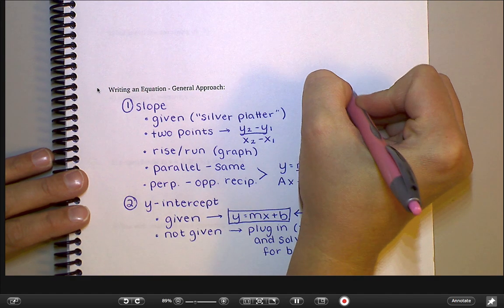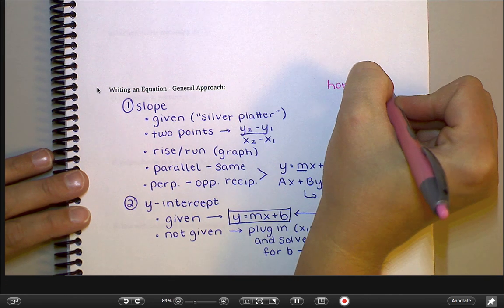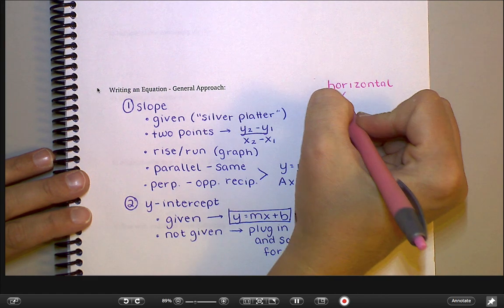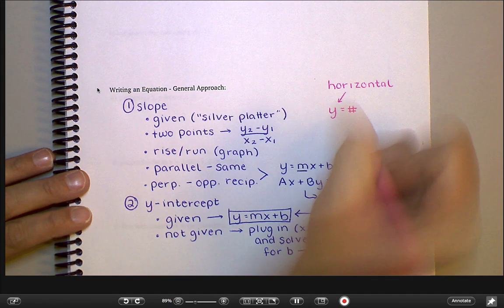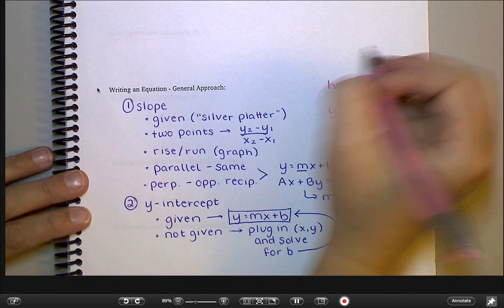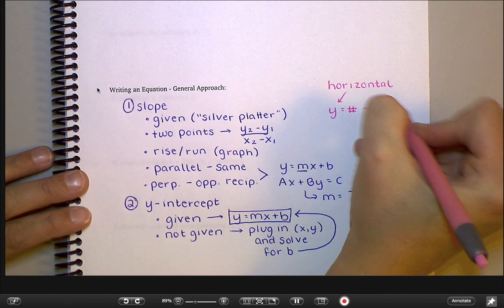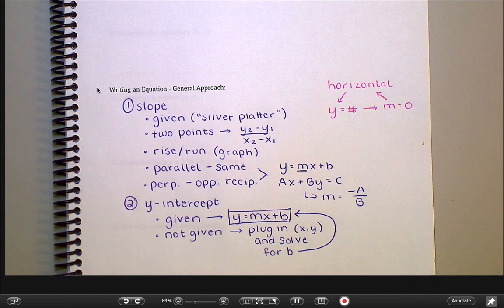So if a problem tells you that you have a horizontal line, I want you to know right away that that's going to be a y equals some number equation. And you should also know that that means our slope is equal to 0, that all three of these things kind of go together.